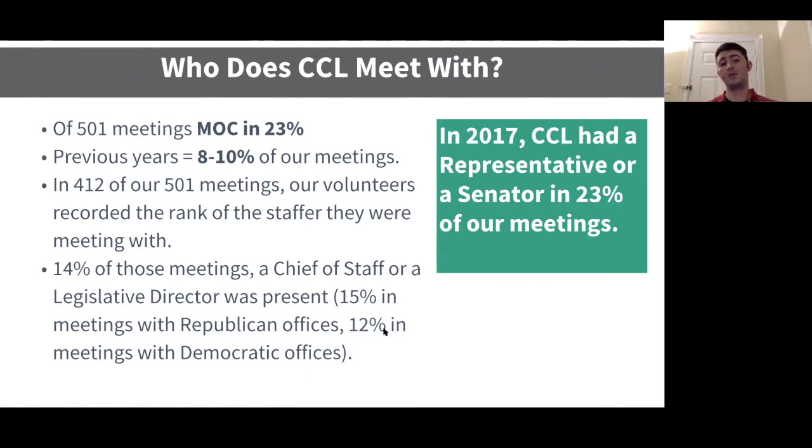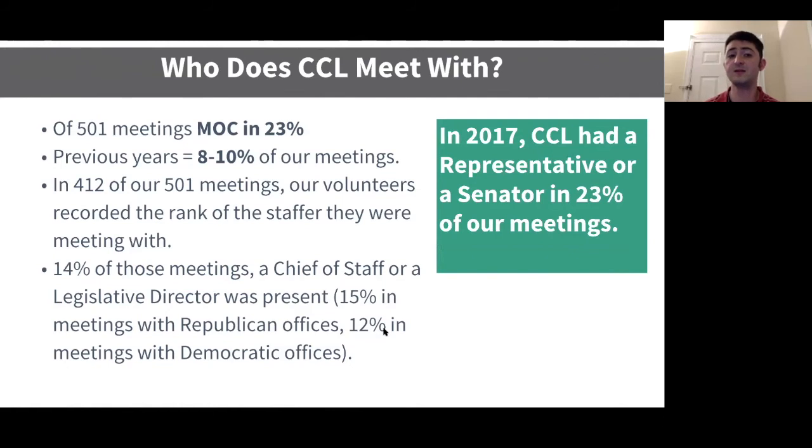So the third bullet point here: in 412 out of 501 meetings, you were able to record the rank of the staffer that you were meeting with. So a legislative assistant, a legislative correspondent, chief of staff, legislative director, in 412 of those meetings. And that is much better than we've been able to do in years past.